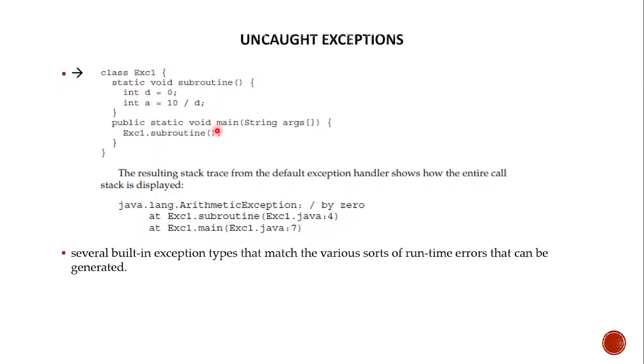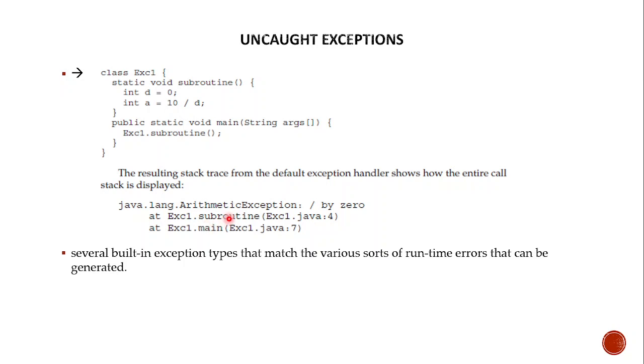Next, inside main we are calling that subroutine, using the class name with the dot operator. Inside the class, you want only the subroutine method, and that is what we are calling. When you execute this program, this is the stack trace which will come. Again, this is from the default exception handler. This whole stack trace is displayed by the default exception handler only. There is nothing which the user has written or done manually. It has all been done with the help of the Java runtime itself.